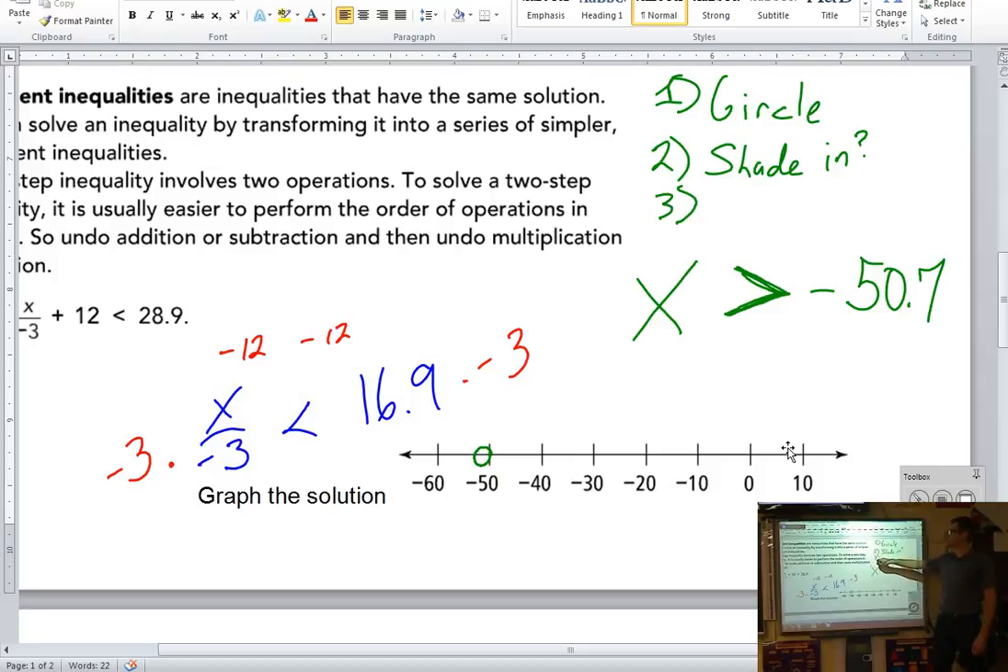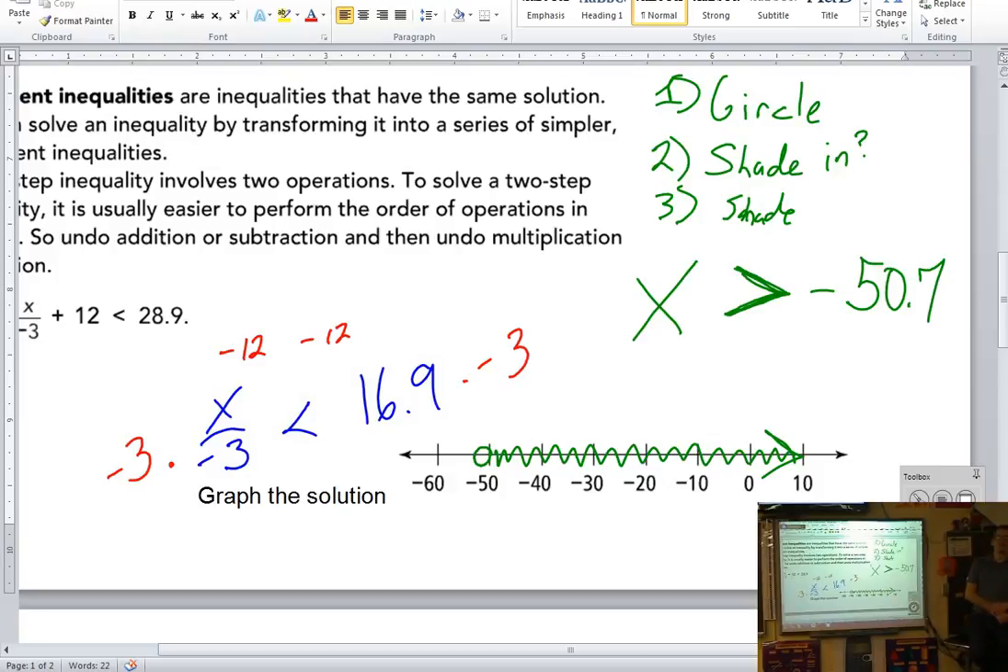Then my third step is shade over. Sorry, erasing takes longer, so I may just scribble over top of myself sometimes. So if x is greater than my value, do I shade up the number line? Down the number line? Up it. And we draw an arrow to say we keep going because it goes forever.